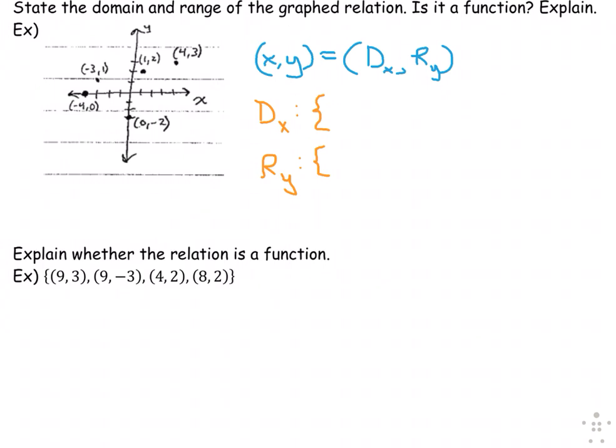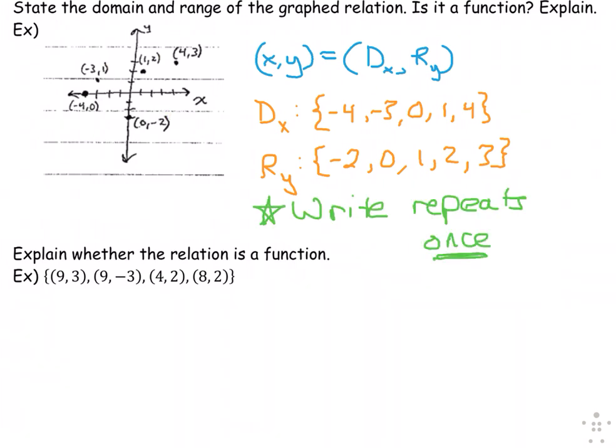When finding the domain, scan from left to right, reading the first values of the ordered pairs to give the following domain. So note, I started at -4, just taking the x-coordinate here. Then I went to -3, 0, 1, and 4. I'll do the same now for the range, scanning from bottom to top. And that produces -2, 0, 1, 2, and 3.